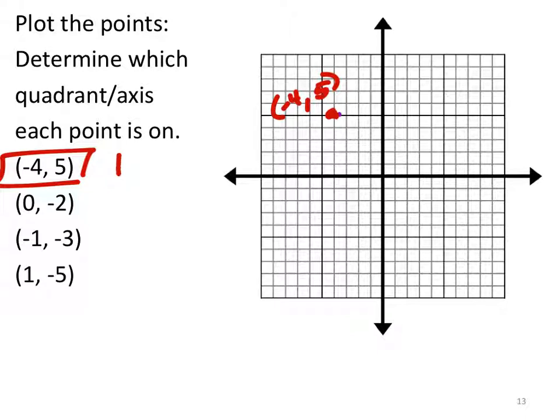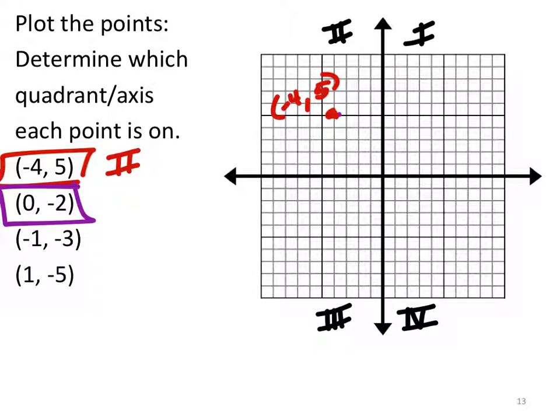Yep, this is in quadrant 2. Right, because we know this is quadrant 1, and then it's counterclockwise 2, 3, and 4, so that may help us. All right, what about this next one at 0, negative 2? So 0 is right here, and then we're just going to go down 2 for the y value, and that gives us this point at 0, negative 2.